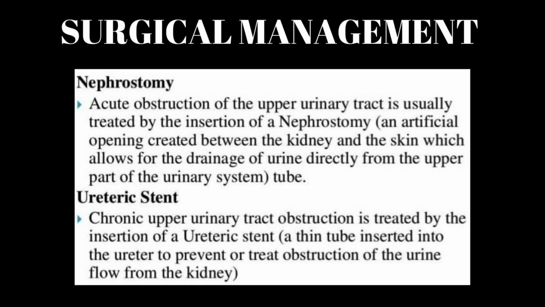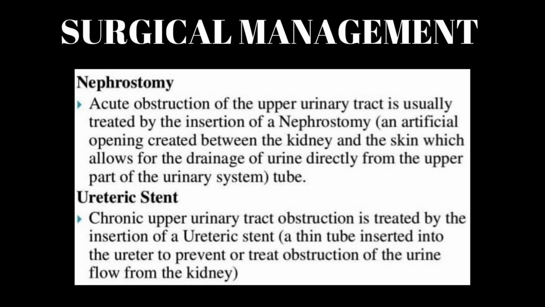इसमें include a nephrostomy and ureteric stent. Acute obstruction of the upper urinary tract is usually treated by the insertion of a nephrostomy, an artificial opening created between the kidney and the skin which allows for the drainage of urine directly from the upper part of the urinary system, that is tube. अब हम बात करते हैं ureteric stent की.